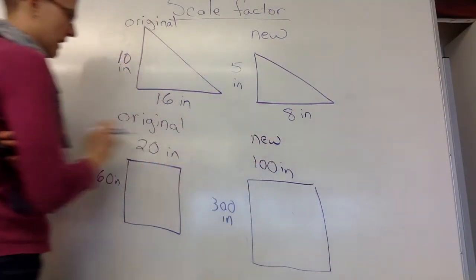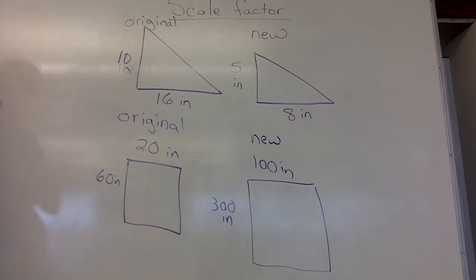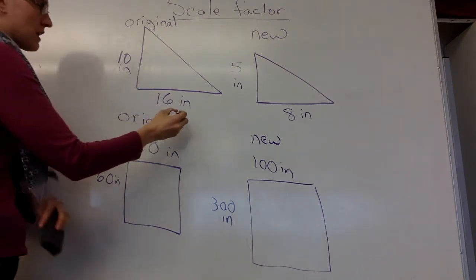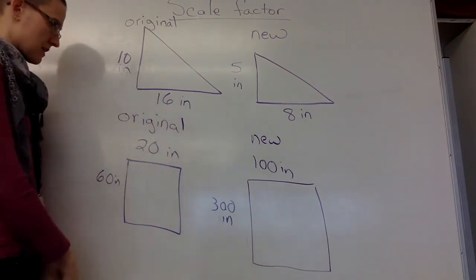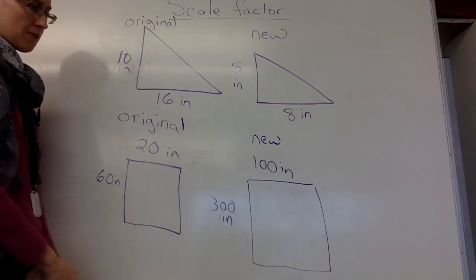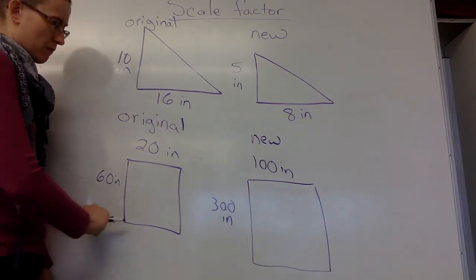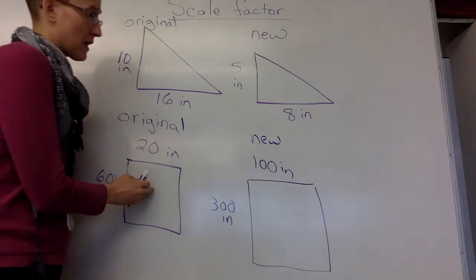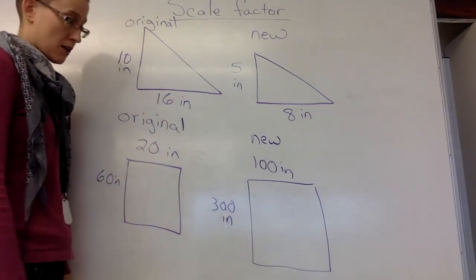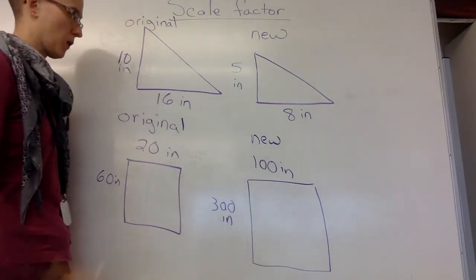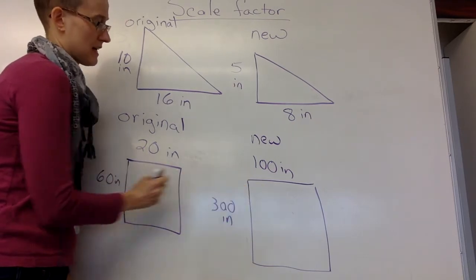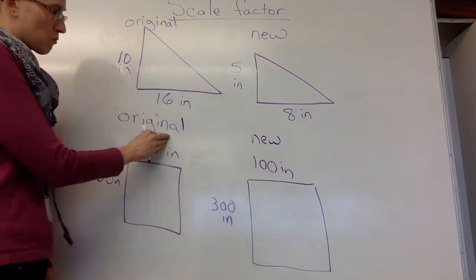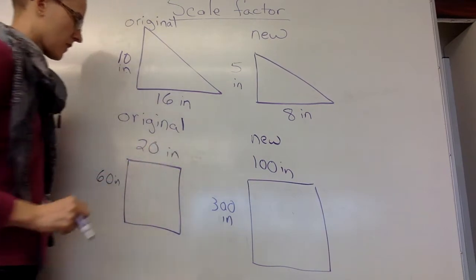And the first shape we have has dimensions of 20 inches by 60 inches, and this is my original. Let's say this is the size of a portrait that we have, a picture. And we want to make that bigger. We want it to cover much more of the wall. So we're going to increase the size of it, right? So we're going to make it larger.